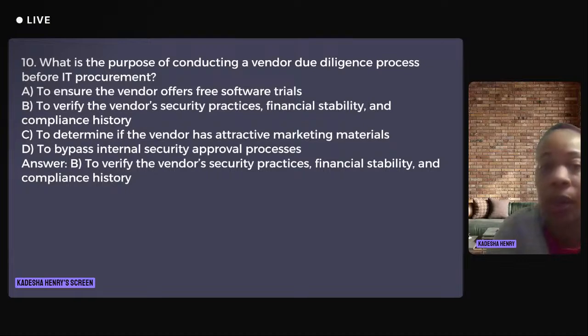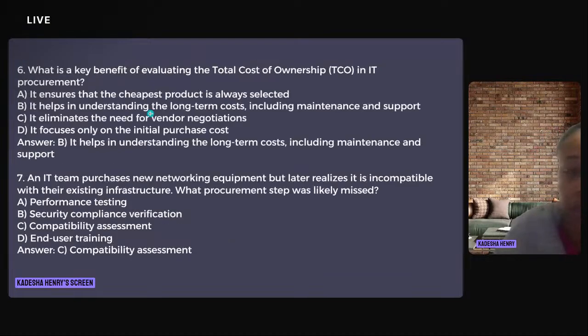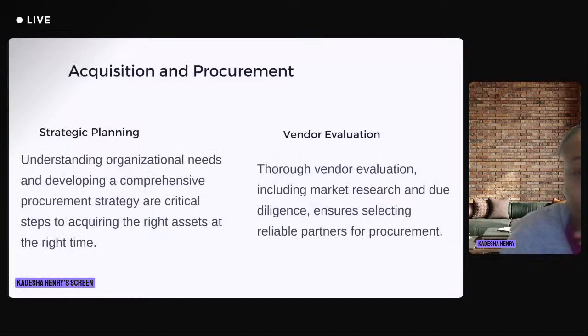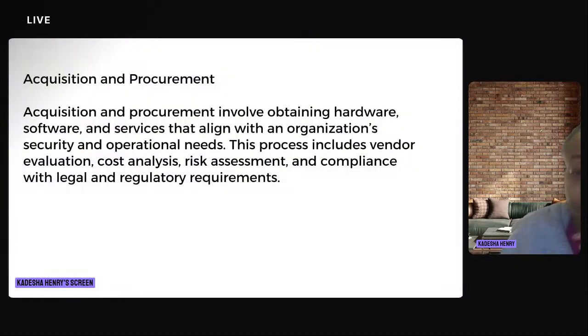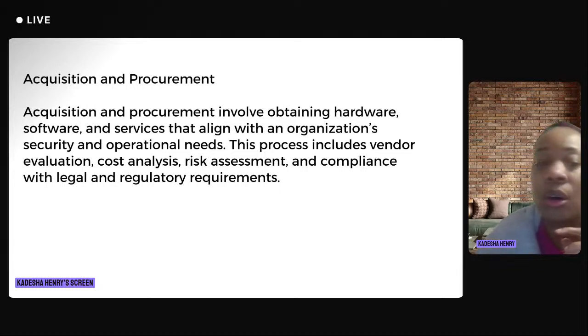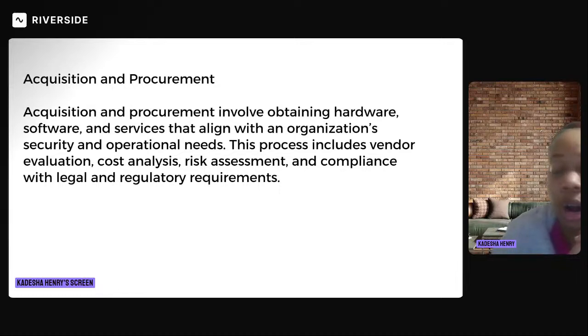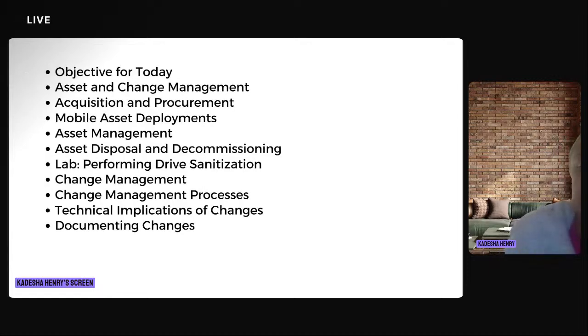Let's do a quick run through of what we did. So today we looked at acquisition and procurement, and we said that it involved obtaining hardware and software and services that align with an organization's security and operational need. And this includes your vendor, your cost analysis, your risk assessment, and your compliance with legal and regulatory requirement. So we are at acquisition and procurement, and the next one we're going to look at is mobile asset deployment. Okay, so that's the next one we're going to look at.